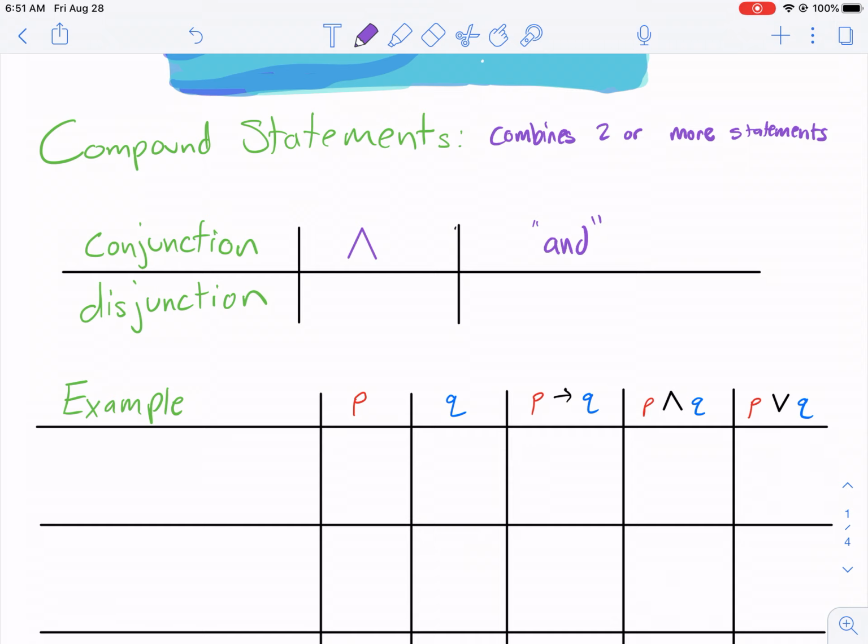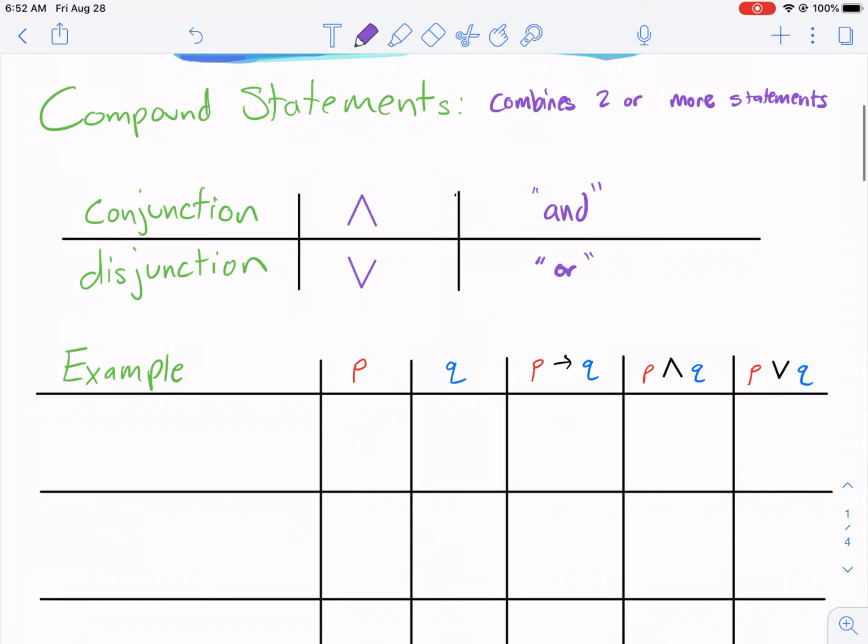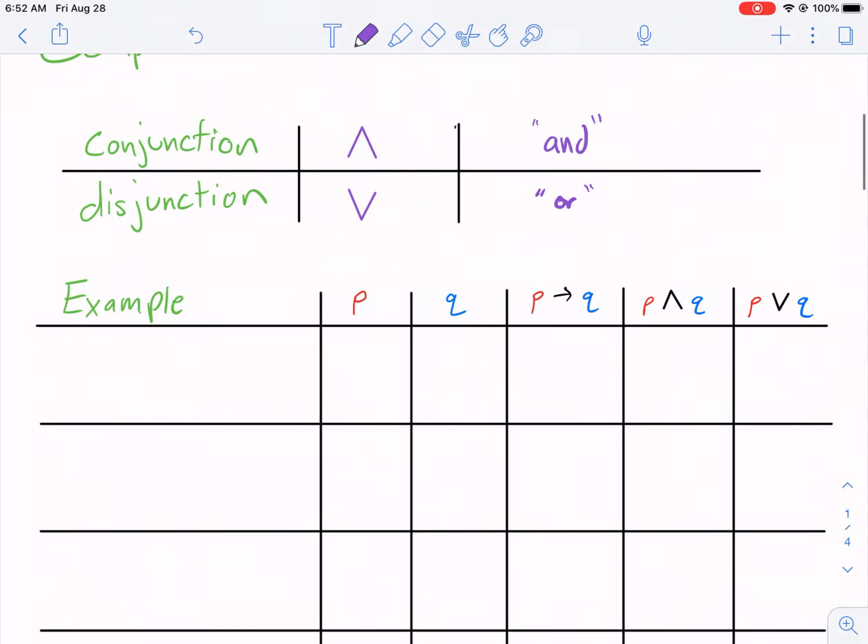And then we have disjunction. And this is the exact opposite. This is like a valley. And this means or. Okay, now what is the significance of and or? Well, and means two things together. They both happen. So for example, I eat my breakfast and I brush my teeth. Disjunction means one of the two happen, but not both. So for example, I brush my teeth or I eat breakfast. That means I have to choose one of those, okay?